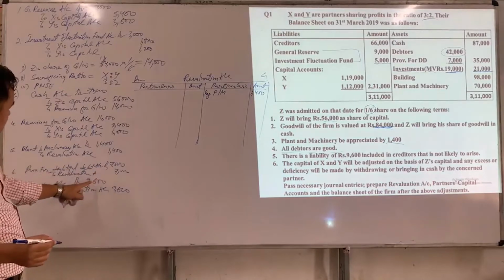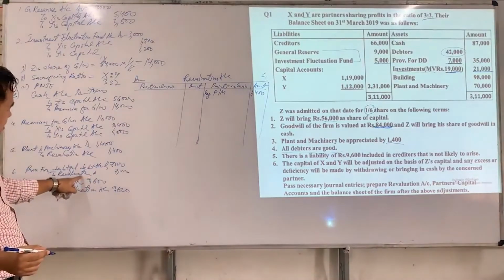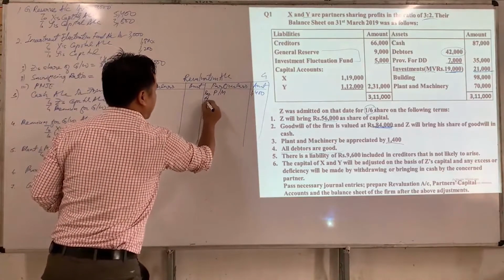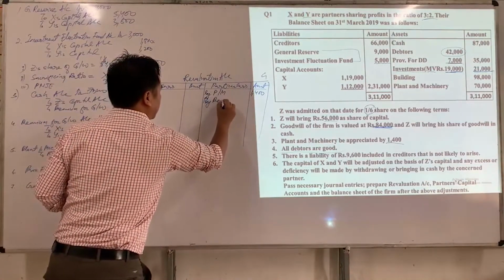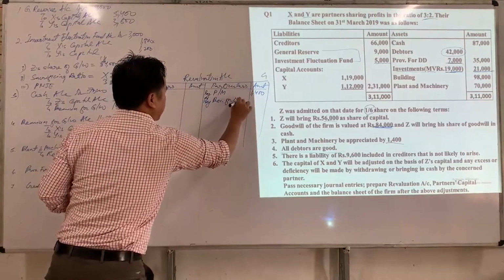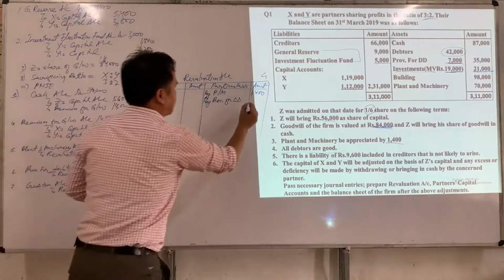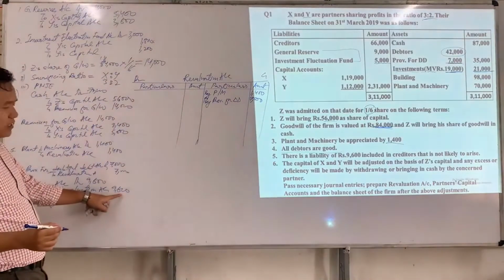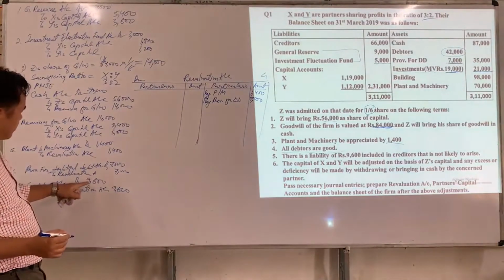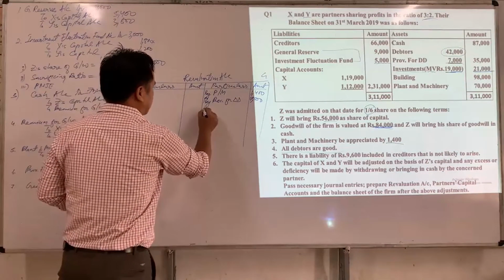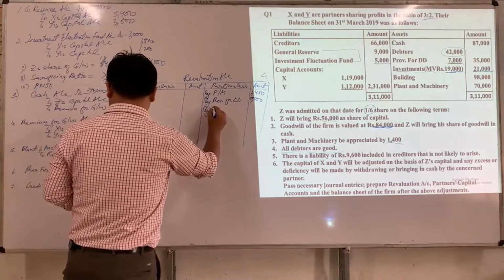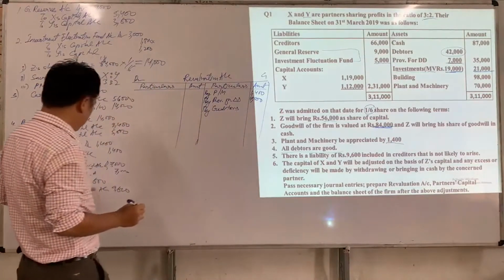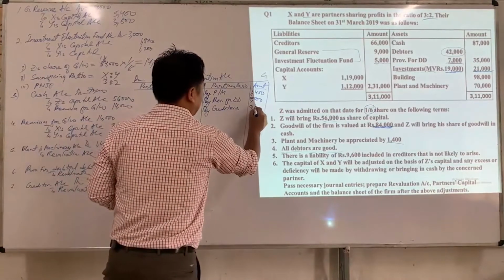Now provision for doubtful debt. Since revaluation account is credited, the credit part will be posted on the credit side. In particulars we write provision for doubtful debt. What is the amount? 7,000. And again, revaluation account is credited here. So what is the amount of creditors? 9,600, by creditors.